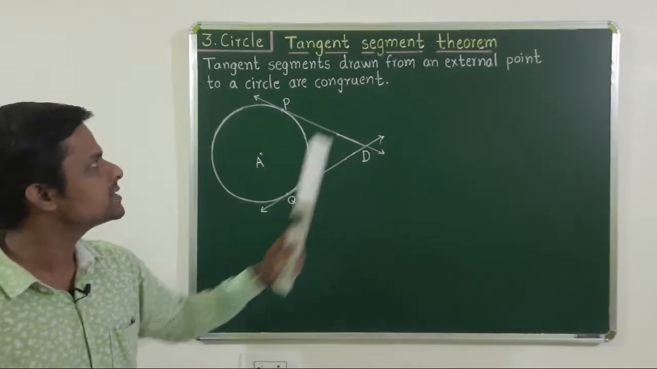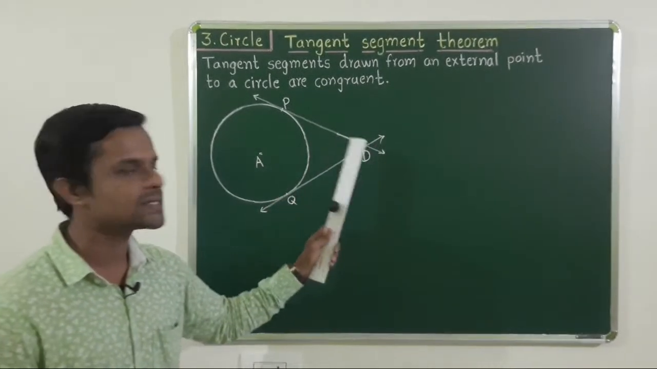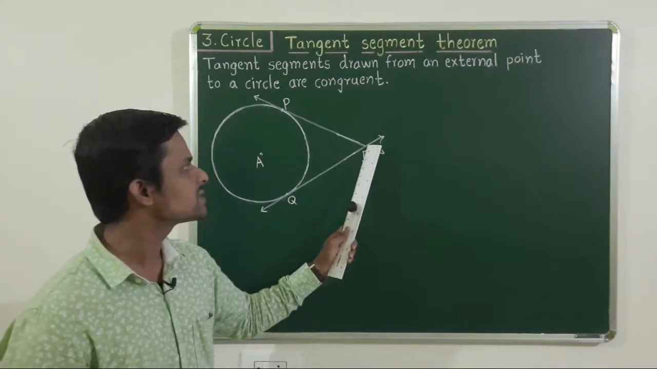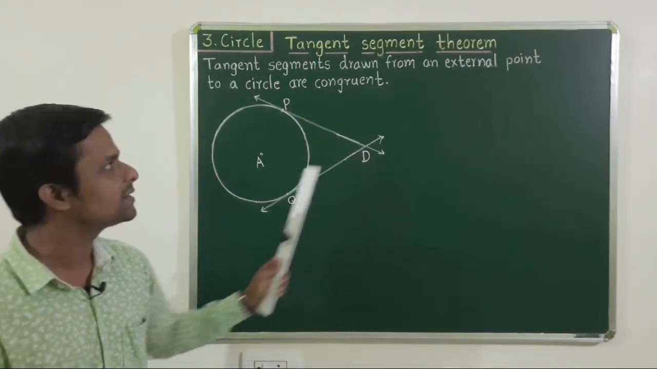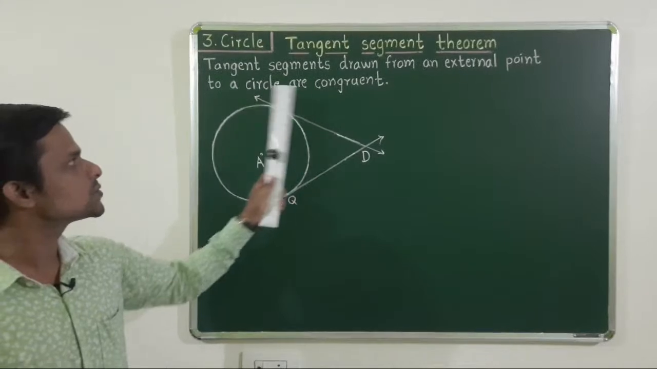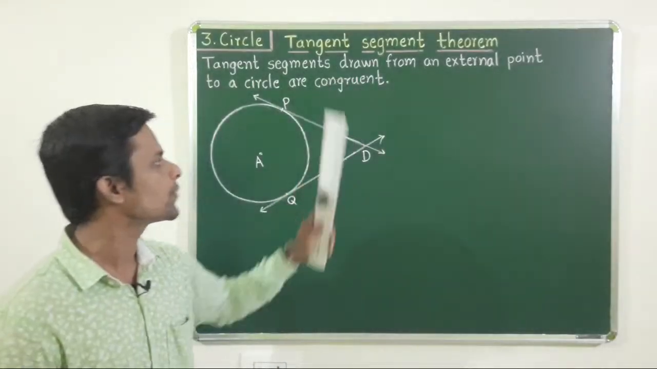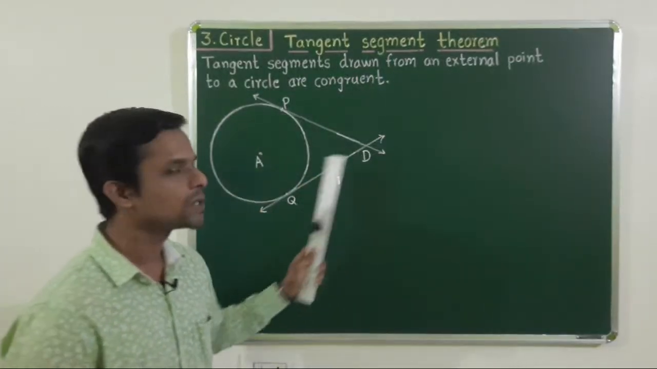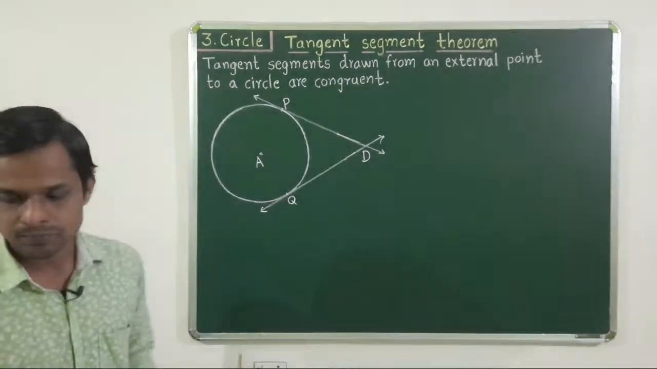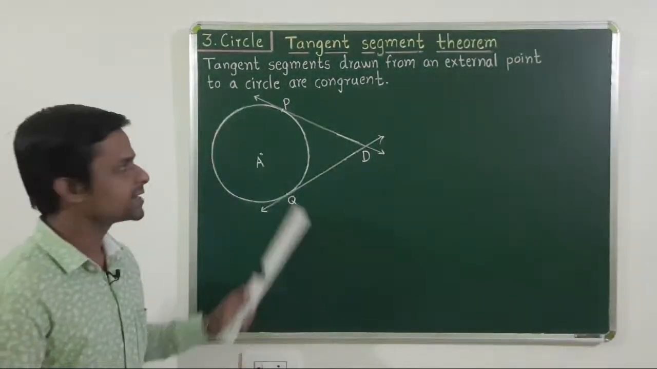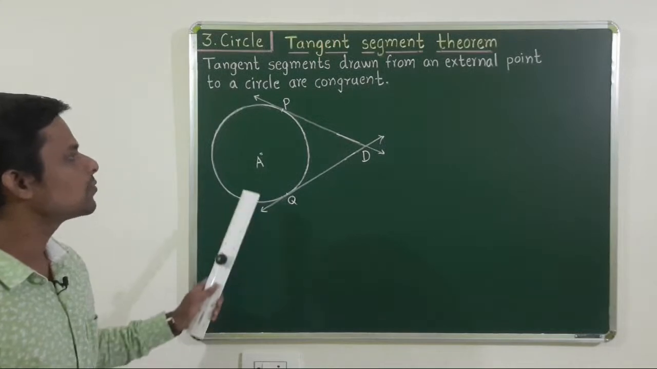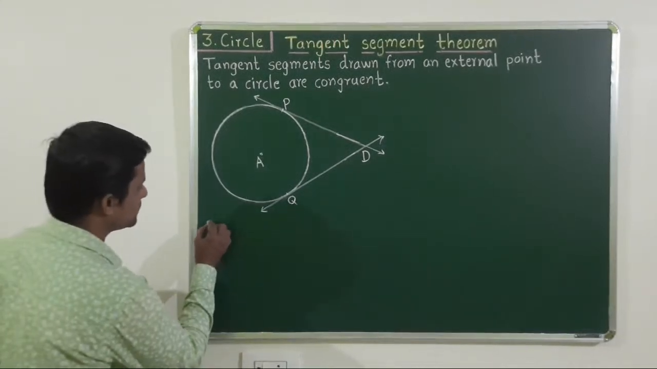Now point D is an external point and there are two tangent segments to the circle, that is segment DP and segment DQ, and we have to prove these two tangent segments are congruent, means DP is congruent to DQ. This we have to prove. Now the diagram is already drawn here. Now the next step is to write given.